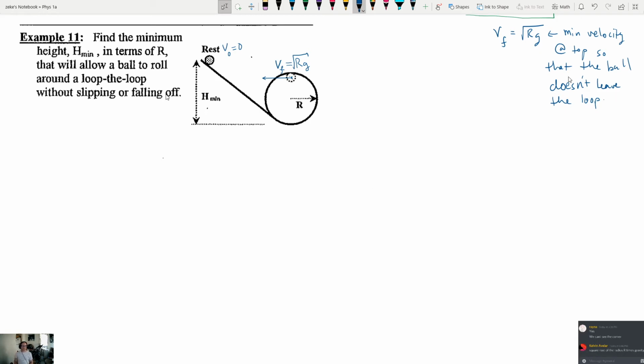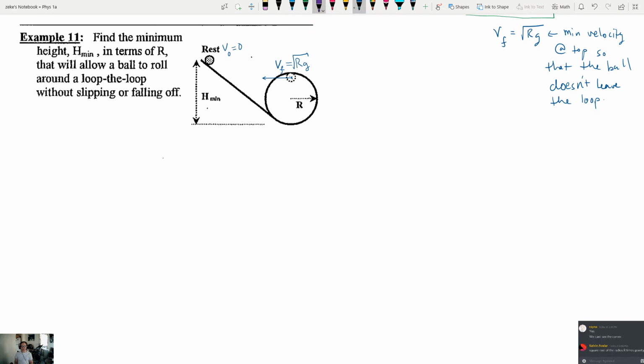And we went through this derivation in a previous class. It's not hard to do. You basically just set the centripetal acceleration equal to gravity at this point, and you get this answer. Okay, so we know what the velocity here needs to be. We also know the initial velocity. Now we need to start taking into account a couple other things right here.